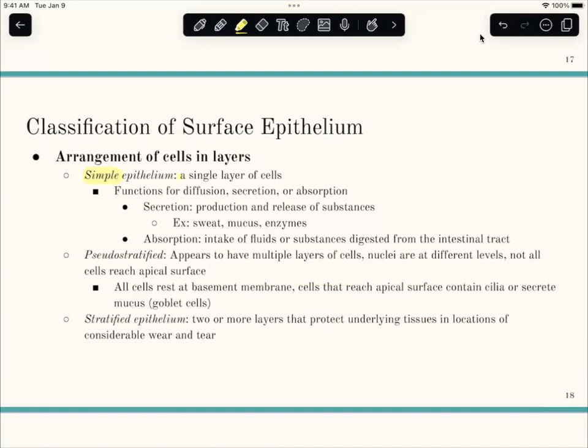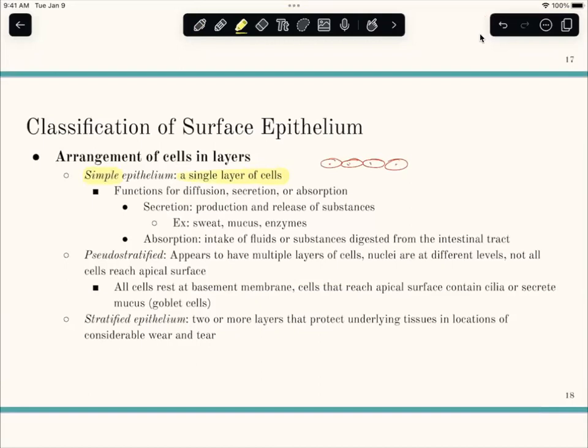Simple means a single layer of cells. There's just one layer of cells. So I have a cell, a cell, a cell, four cells here, say, next to each other, and they each get their nucleus going. This is a single layer of cells, so it's simple epithelium.